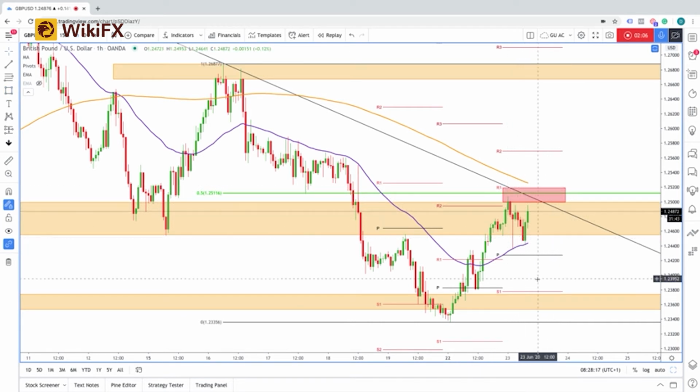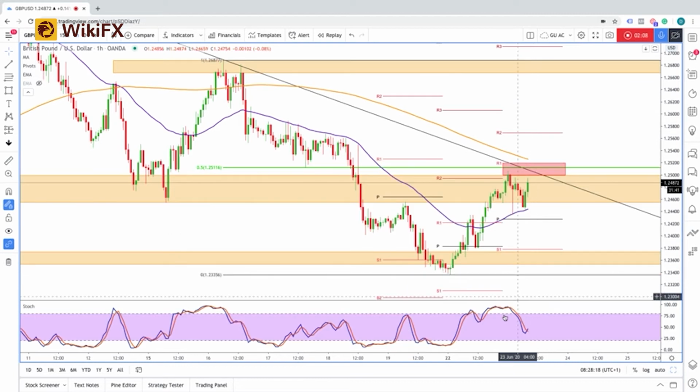Now, if we also bring on the stochastic, we'll see that the stochastic is not in the overbought territory. We could start to see the stochastic oscillator move into that overbought region if price starts to push up.